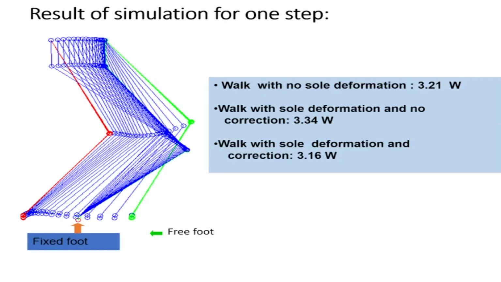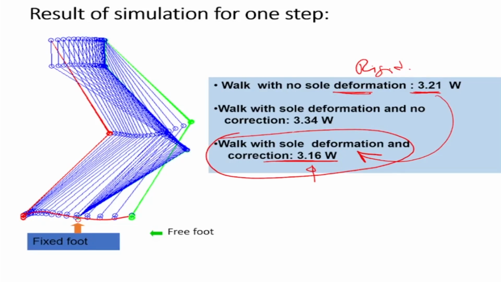The advantage is that if you're walking with no sole deformation, then the energy required is 3.2. If you're walking with sole deformation and no correction, it is 3.4, and if you're walking with sole deformation and correction, it is 3.16. So basically we're comparing this one and this one. No sole deformation is the rigid case. But if you put a sole deformation with a correction, what is the correction? I explained that you're bending it by a particular angle. Additional bending happens because of the softness, but then you make a correction on that. So here we see that there is a saving in energy. That very small energy has gone down; it required a little less energy because the joint moved a little less.